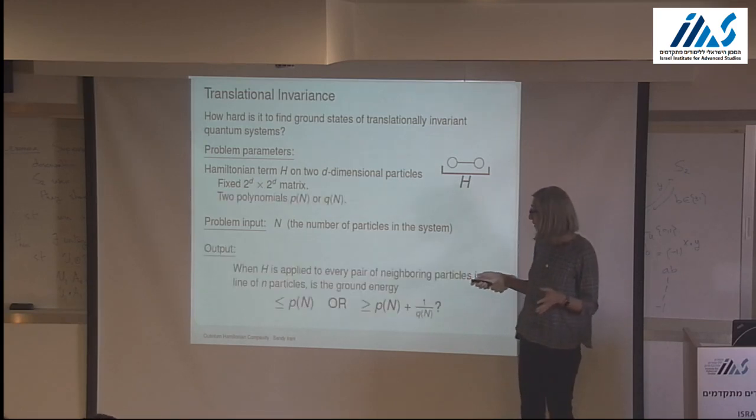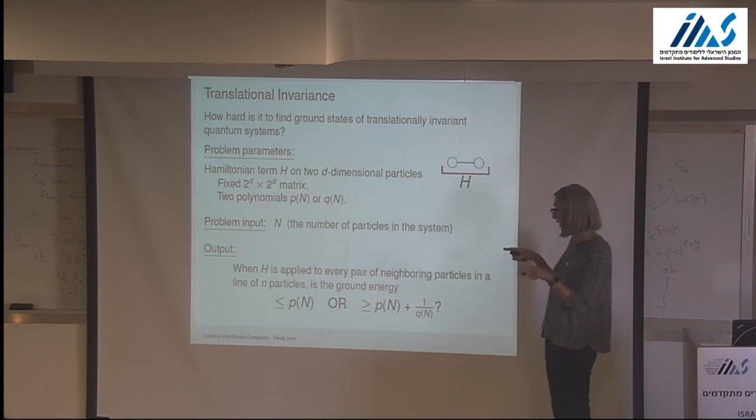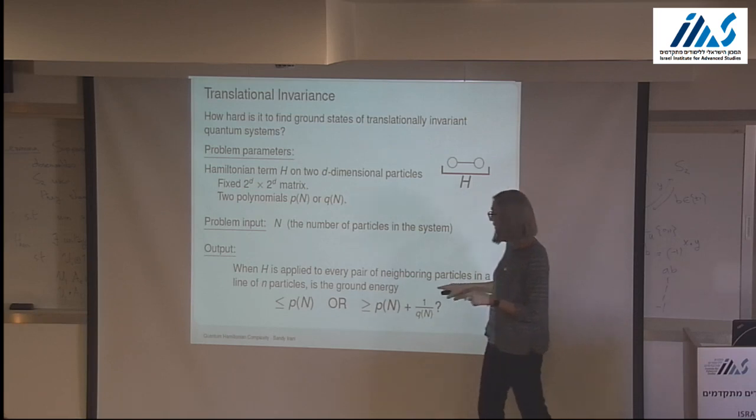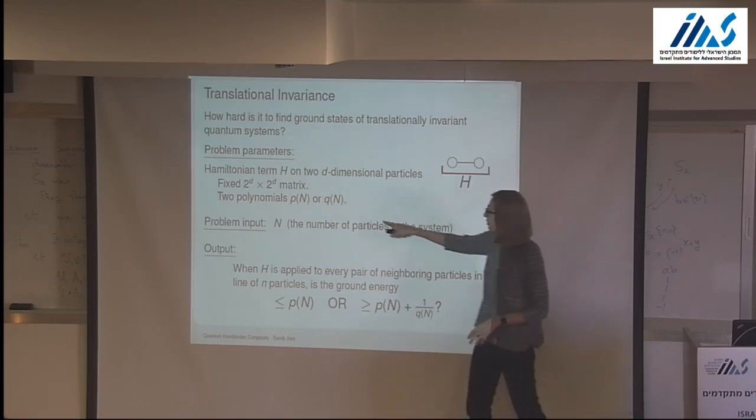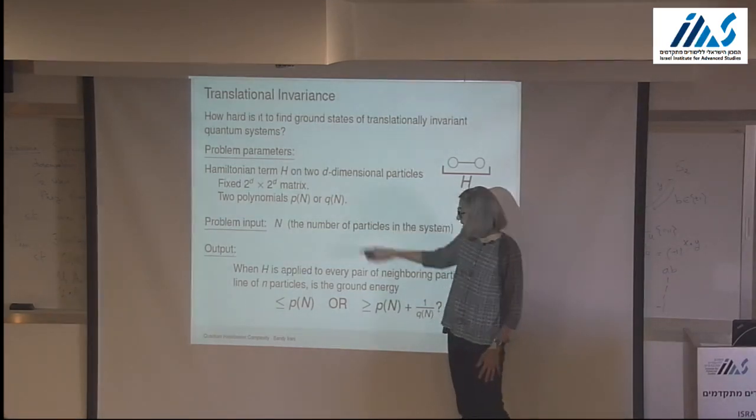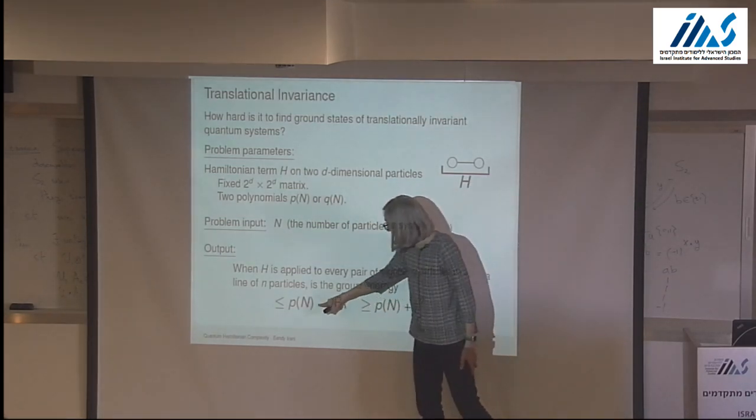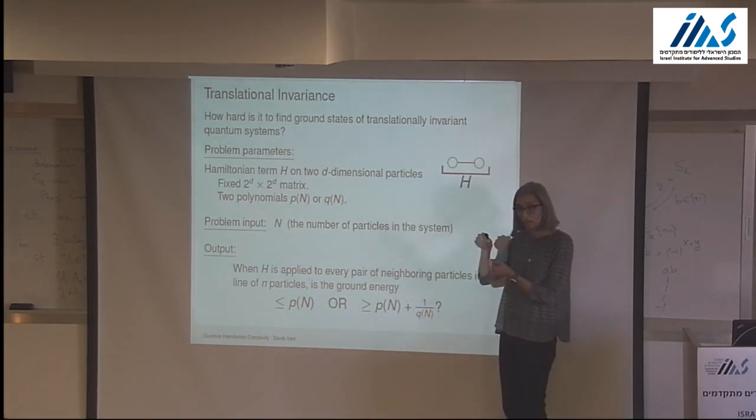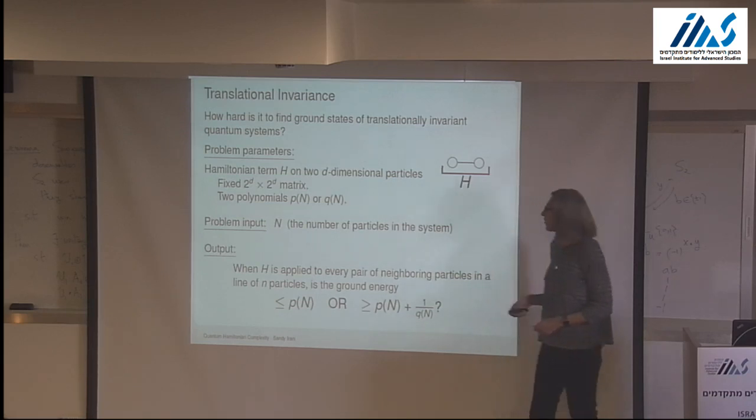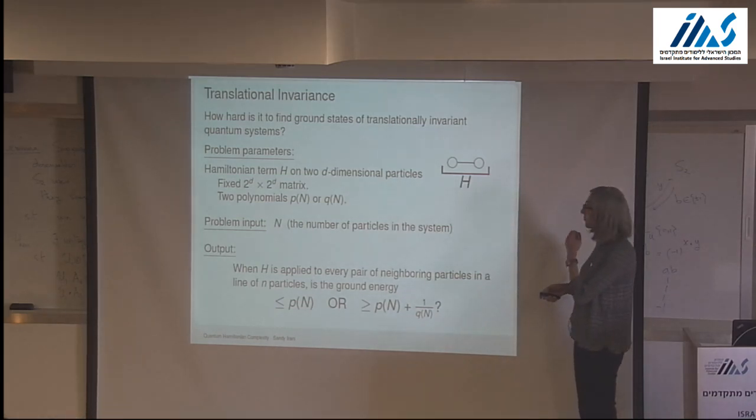And now I'm asking, when I take an n by n grid or 1D line of, let's say 1D, of n particles, and I apply this one Hamiltonian term to each pair of particles in this line, what's the ground energy? I'm also giving, as part of the input, two polynomials. I'm guaranteeing you that the ground energy is at most P of n, or at least P of n plus this little gap term here. All right, so with a new problem, we need a new complexity class.